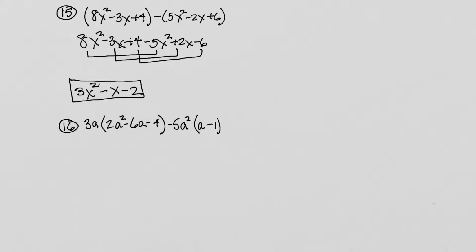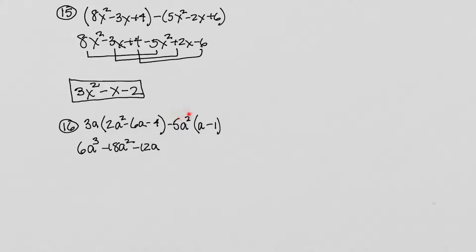In number 16, let's start by distributing this 3a through this trinomial, and then the negative 5a squared through that binomial. So let's start. 3a times 2a squared is going to give us 6a cubed, right? A times a squared is 1 plus 2, the 3. Then 3a times negative 6a: 3 times negative 6 is negative 18, and a times a is a squared. And then 3a times negative 4: 3 times negative 4 is negative 12, but we have those a's.